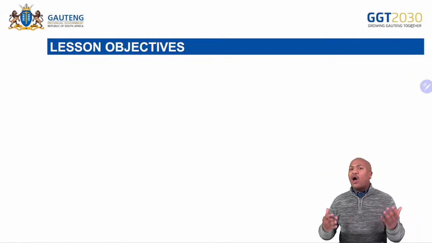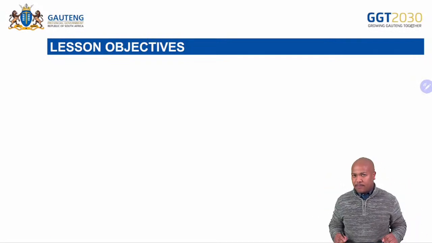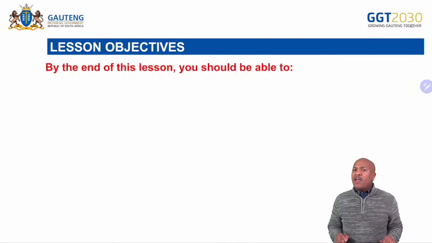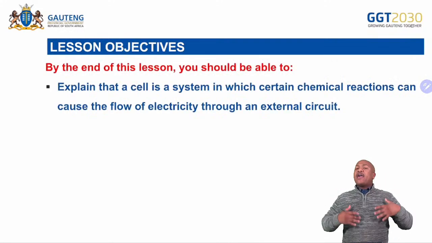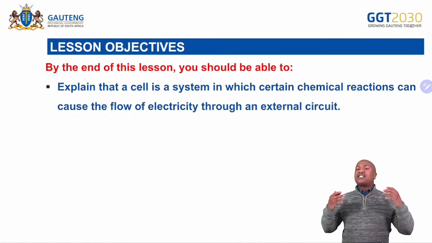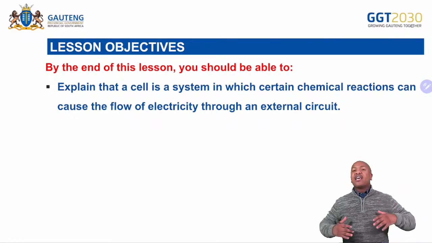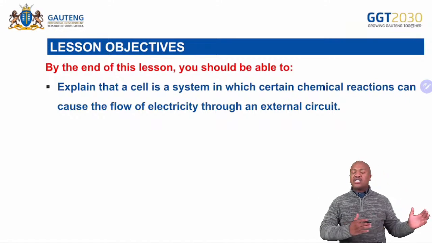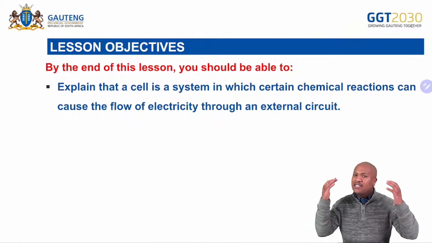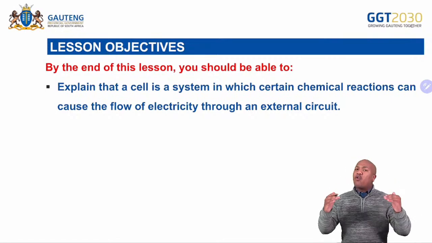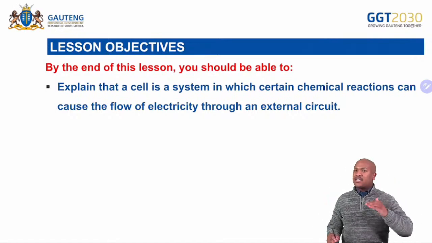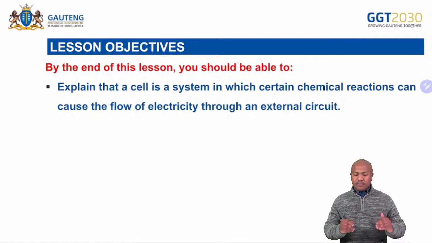Now let's look at the lesson objectives. This is what you need to achieve by the end of this lesson. So by the end of this lesson, first of all, you should be able to explain that a cell is a system in which certain chemical reactions can cause the flow of electricity through an external circuit. That's what you need to know first of all about cells as electric systems.